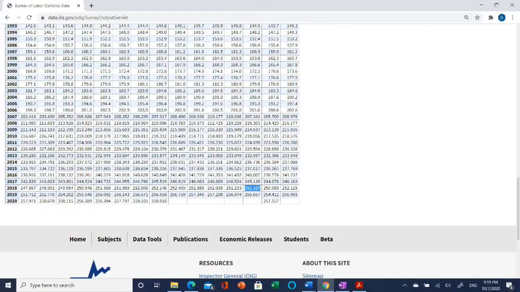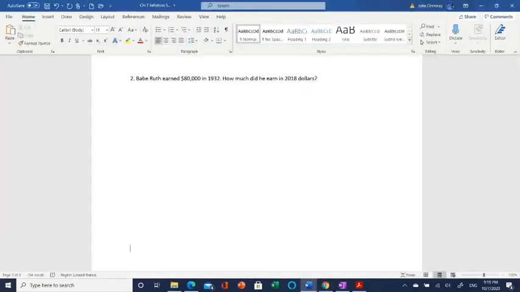Now I can answer the question. So to find the equivalent of $80,000 in 2018 dollars, we need to bring the two values to the base year prices. And here's what we're going to do.